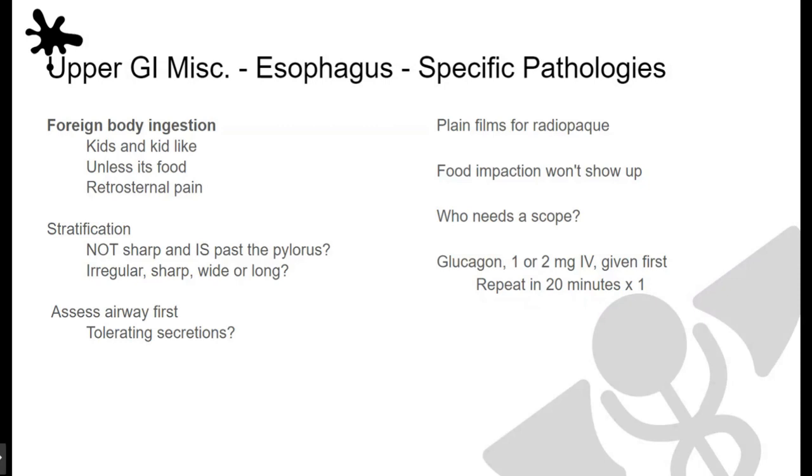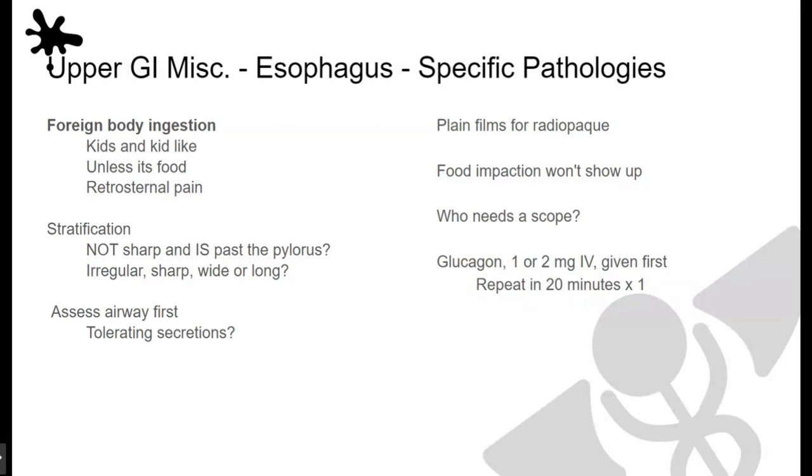Unless it's food, you're not going to be able to see it, right? Retrosternal pain, so you can get plain films if it's radiopaque. If it's food, like a food impaction, it won't show up, right? So who needs a scope? You got to do some stratification. If it's not sharp and is past the pylorus, don't worry about it. If it's irregular, sharp, wide, or long, worry about it.